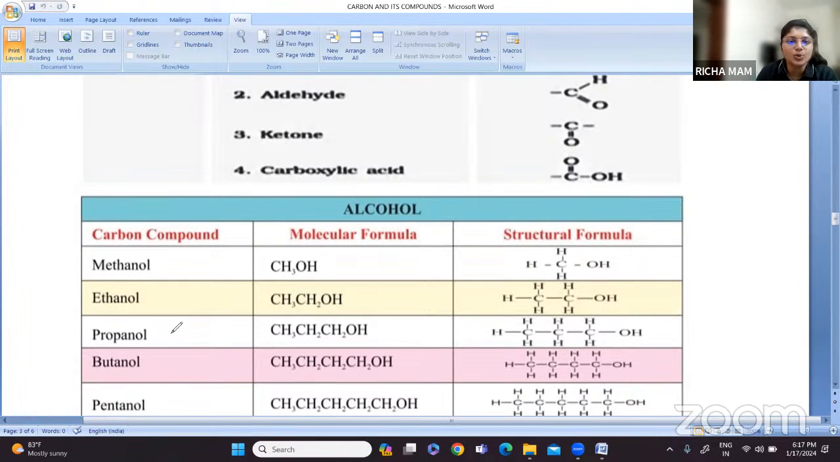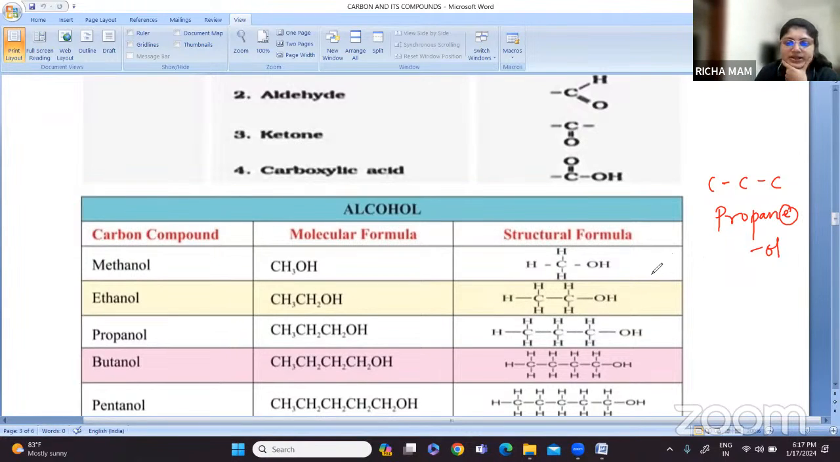Next, the third one is propanol. When you have three carbon atoms, it is named propane. Here the E is replaced by OL, so it is propanol. You have three carbon atoms, so CH3CH2CH2OH is the molecular formula. You can see the structural formula also.